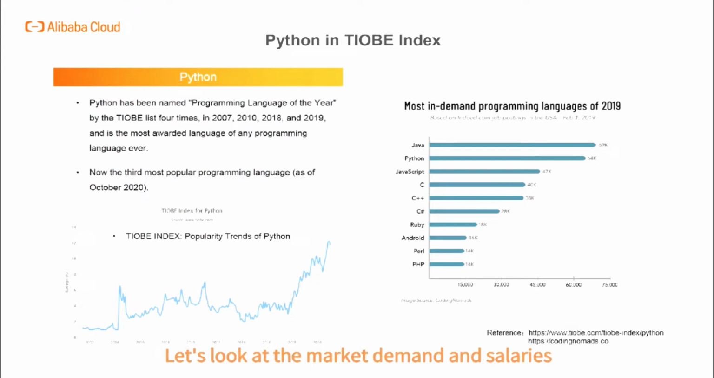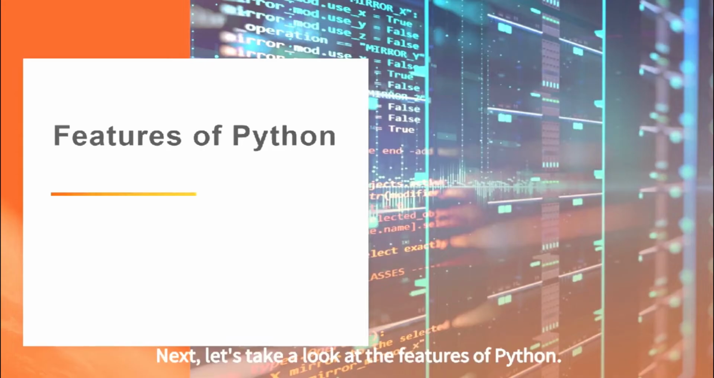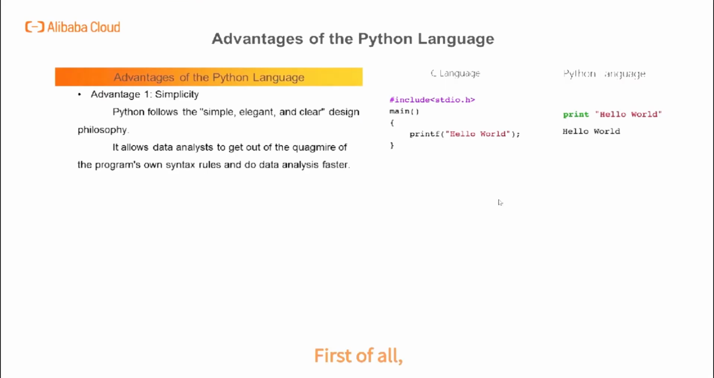Let's look at the market demand and the salaries of each programming language. We can see that the Python language is now ranked 2nd with a salary of $64,000. Next, let's take a look at the features of Python. First of all, let's have a look at the advantages of the Python programming language. Its first advantage is simplicity, which is also the most important advantage of the Python language.